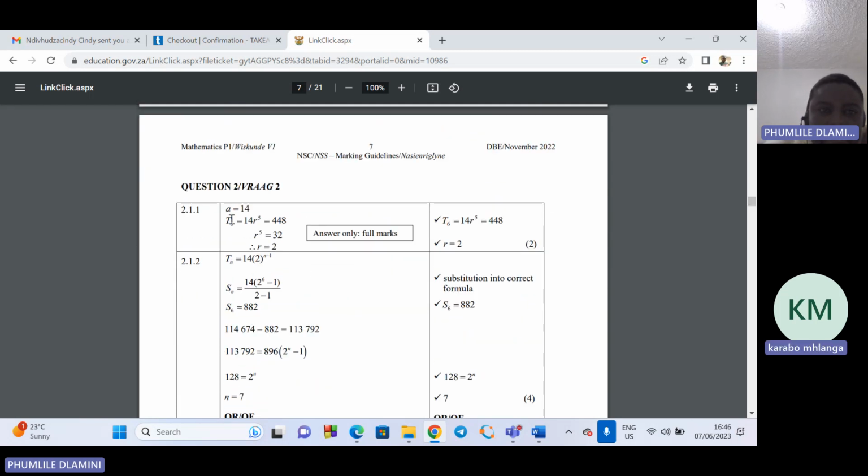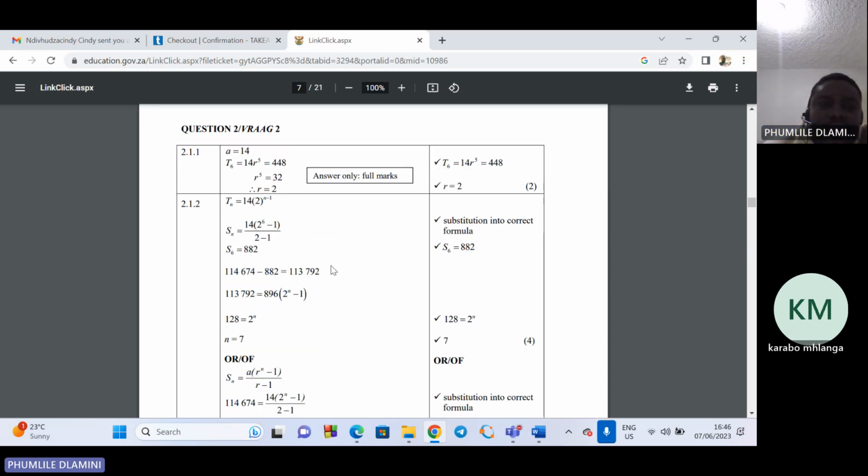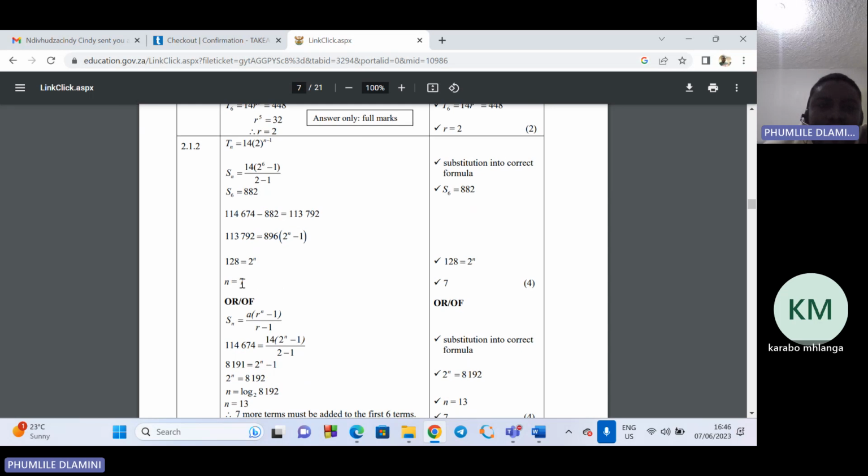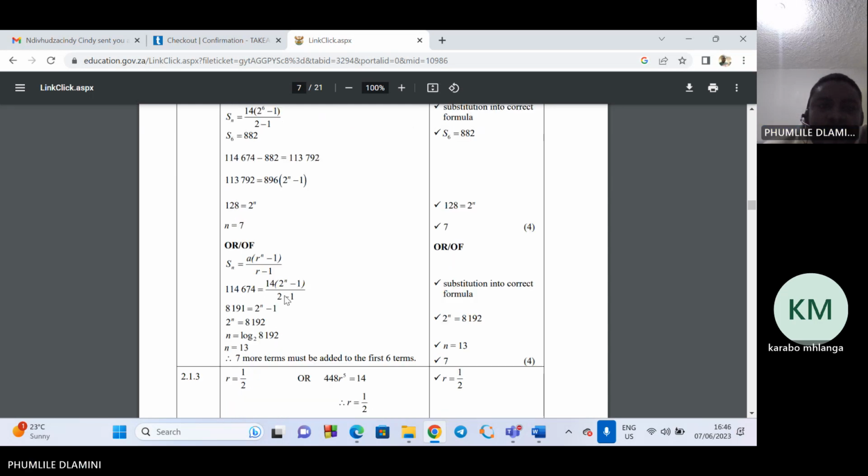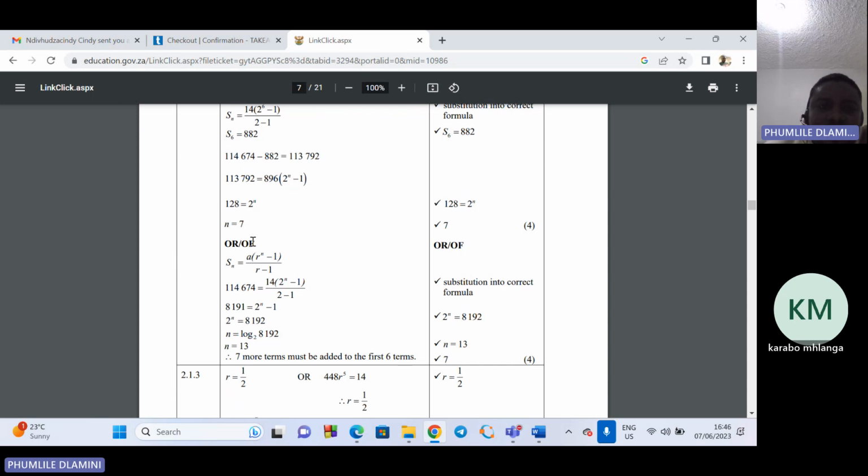Here in question 2, you will see that A is that. Then we got r equals 2. You see that you know how to get r now, I showed you. For the second term, maybe n was 7, right? But it's fine, n is 7 here. Okay, they got n equals to 7.